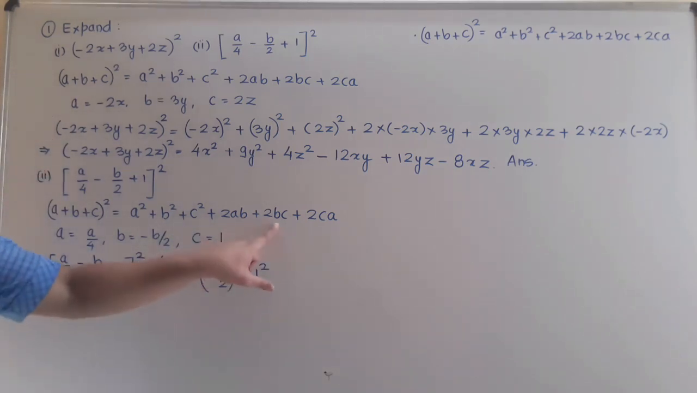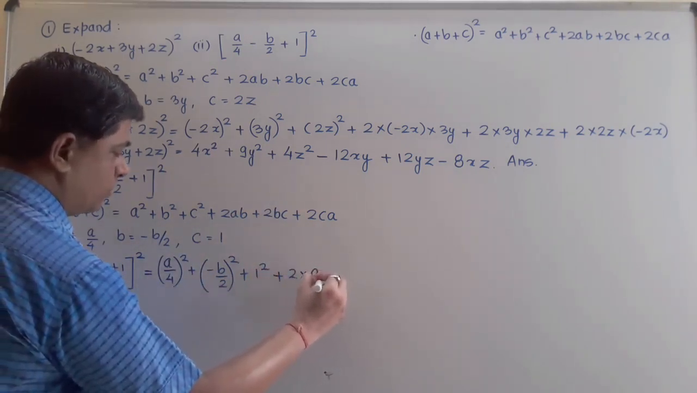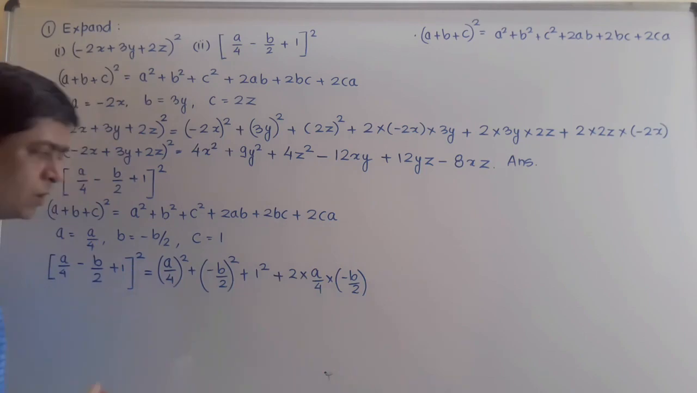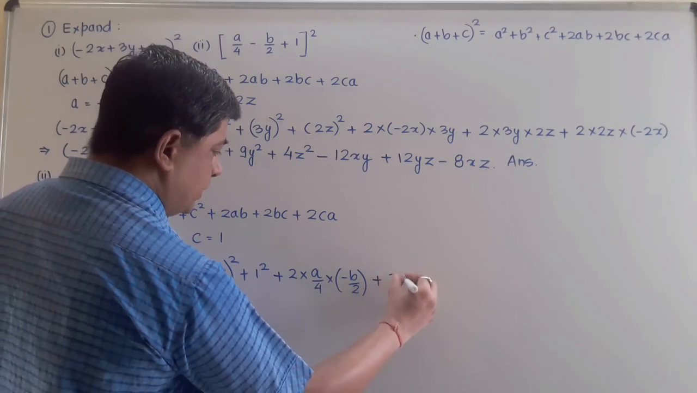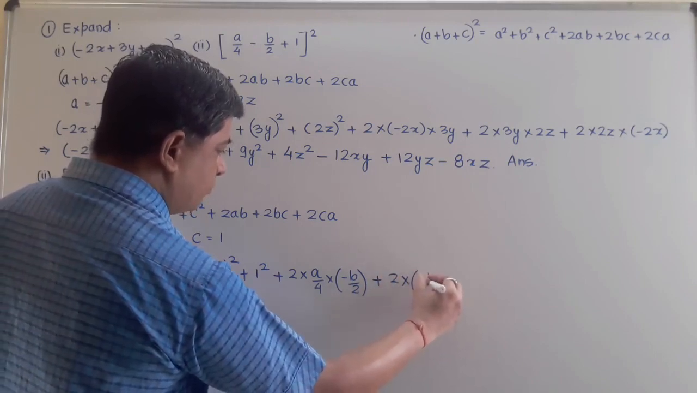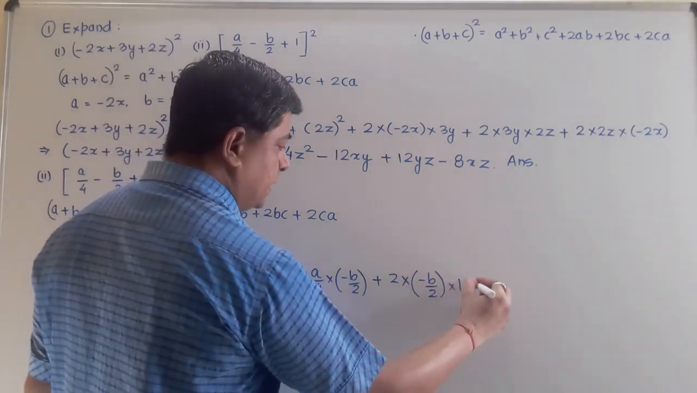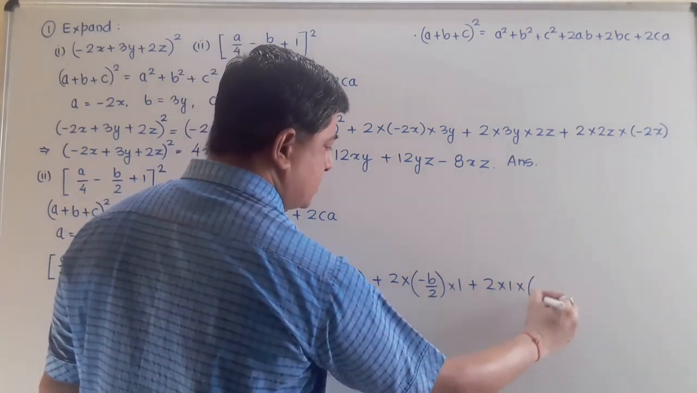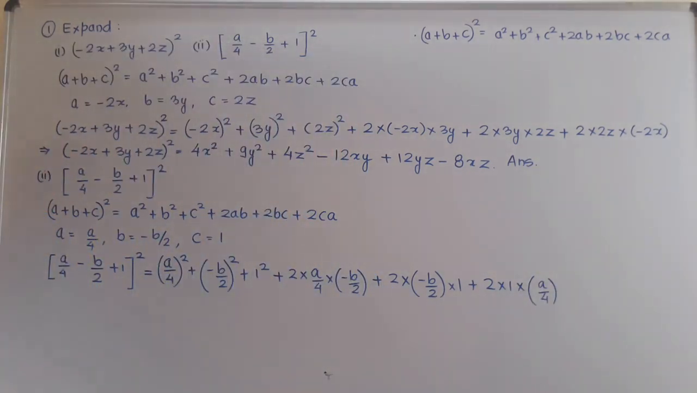Now we shall put the values in these three terms. So plus 2 into a, that is a upon 4, into b, that is in the bracket minus b upon 2, because it is negative. Similarly the second term is 2bc, so plus 2 into b, the value of b I have is minus b upon 2, and c I have here 1. Similarly the value of 2ca, so c will be equal to 1 and a will be equal to a upon 4. Now further you observe how we can simplify it.